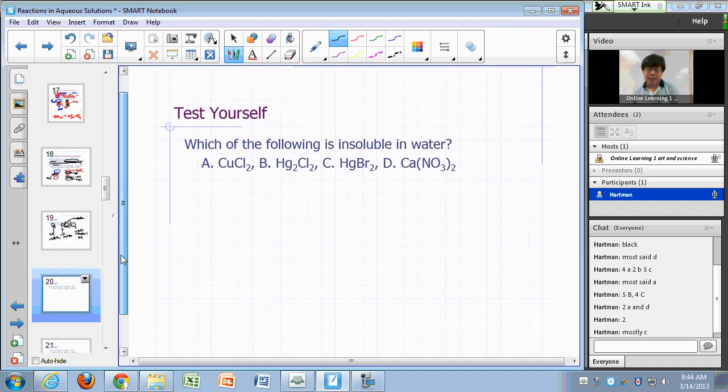Which of the following is insoluble in water? CuCl2, Hg2Cl2, HgBr2, or calcium nitrate?